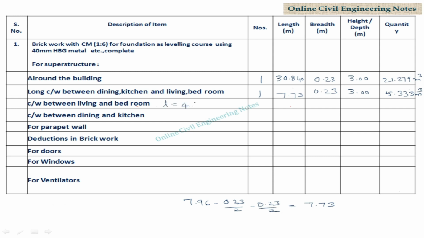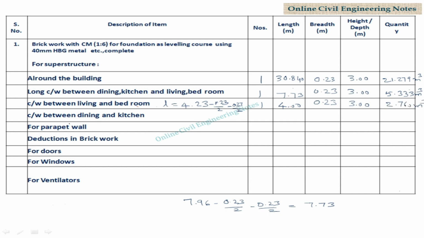Next portion is cross wall between living and bedroom. Length is 4.23 is the center to center length minus half of thickness on both sides. The required length is 4.23 minus 0.23, that is 4 meters. Number is 1, breadth is 0.23, height is 3 meters. The quantity is 2.760 cubic meter.